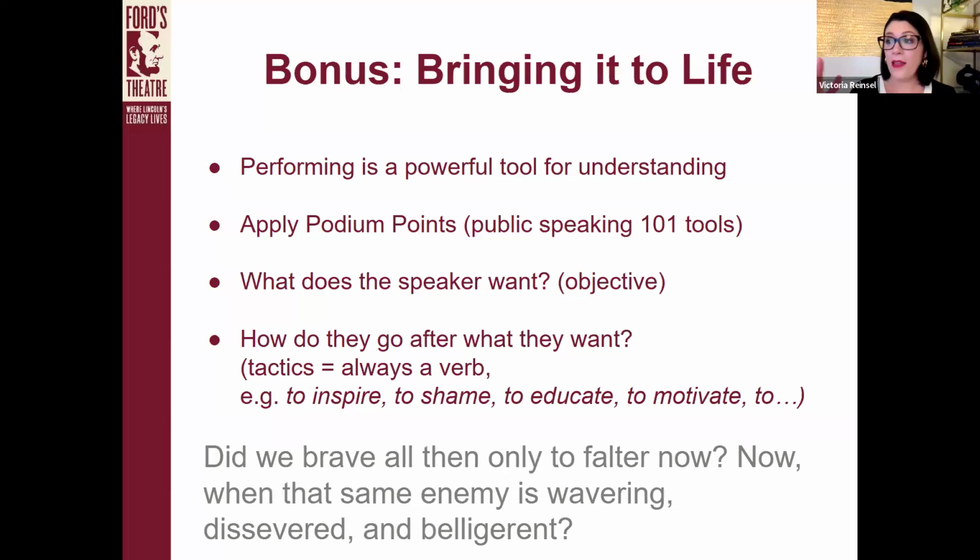So you can think about applying those. I love to think about this from an acting perspective. This is what actors do with text. What does the speaker want? I want to really think in a general term, what does the speaker want? So if I'm Lincoln in this moment, what's a possible objective? What does Lincoln want? We already talked about this a little bit. What does he want his audience to do?